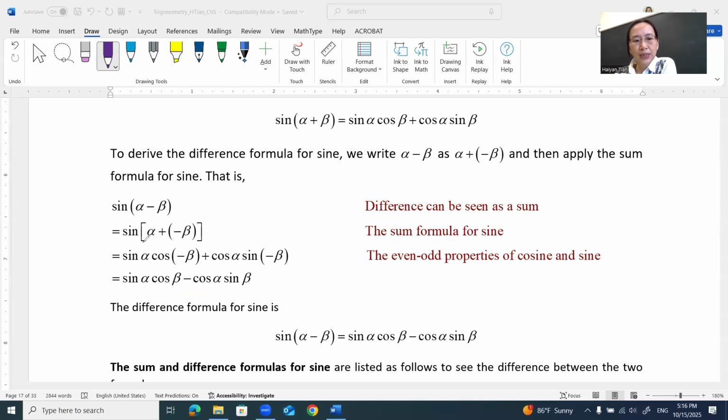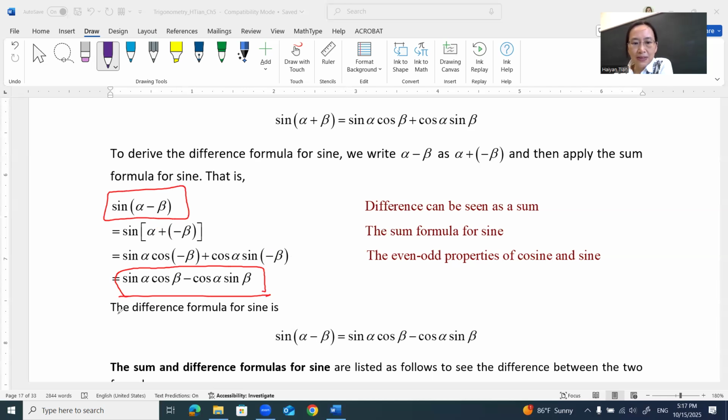So when we get this formula, the cosine of negative beta is the same as cosine beta. And then for the sum, sine cosine plus cosine sine. The sine of negative beta should be negative sine beta, because sine is an odd function. So that's why we get this conclusion for the difference for a sine.